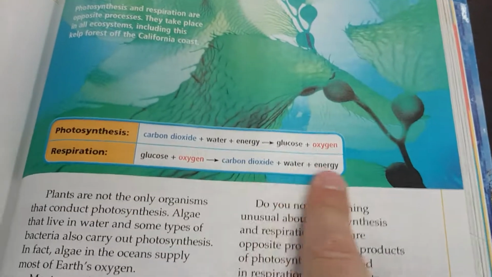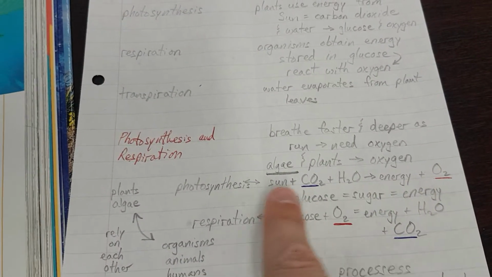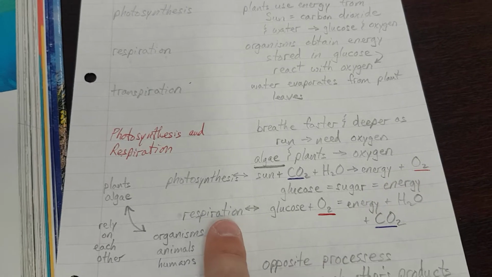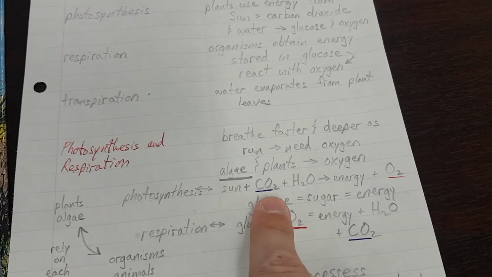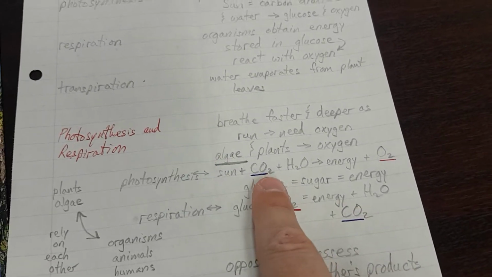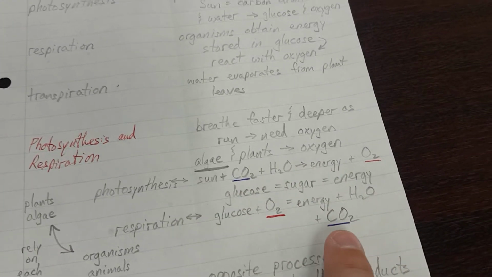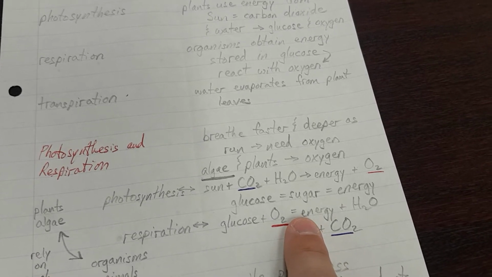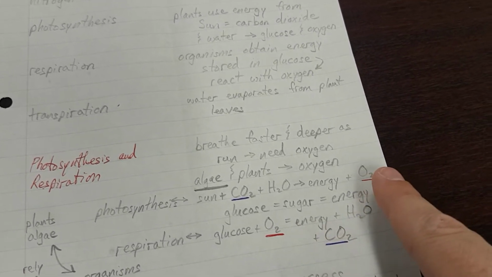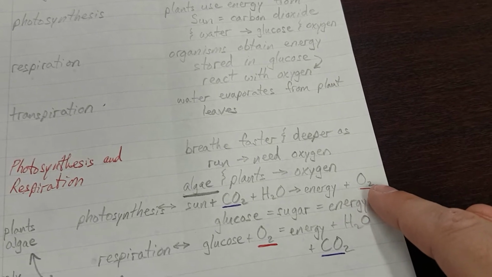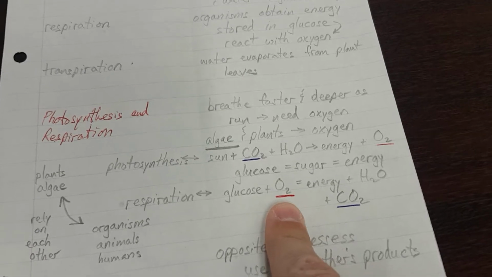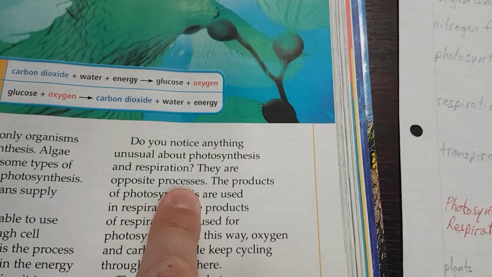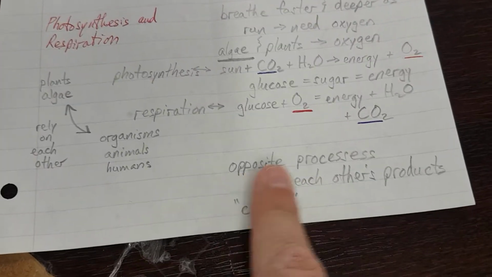Okay, those are the exact same things we have here for photosynthesis and respiration. Go ahead and take your blue, underline carbon dioxide. Notice it's on the left of the arrow here, but on the right over here. Oxygen is the opposite. It's on the right, or a byproduct in photosynthesis, but it is a supply material that you need in respiration. They are opposite processes.